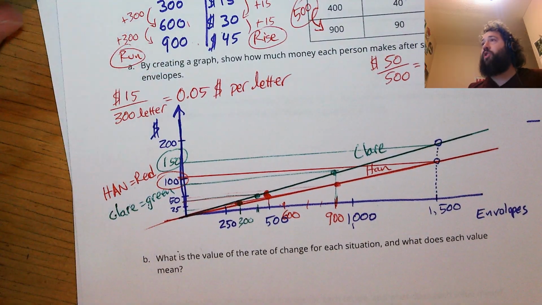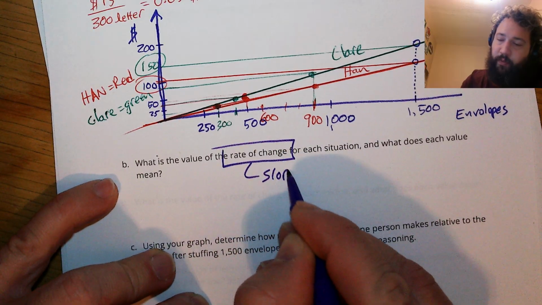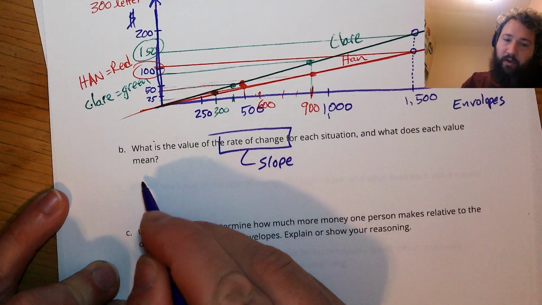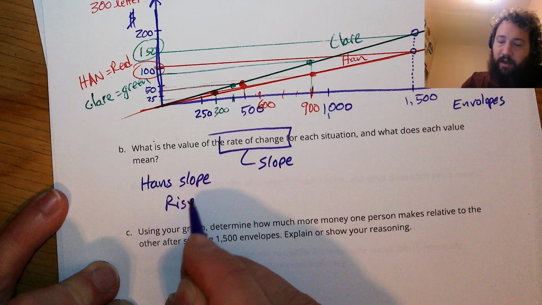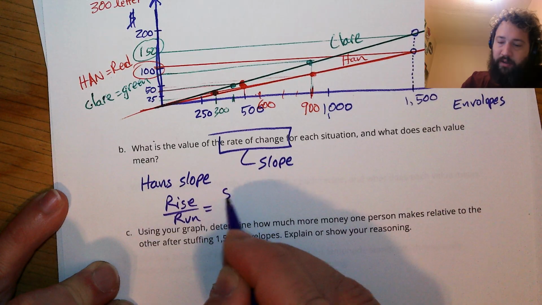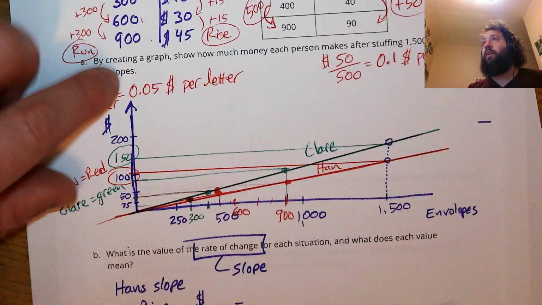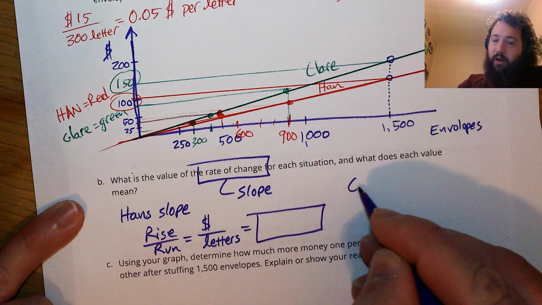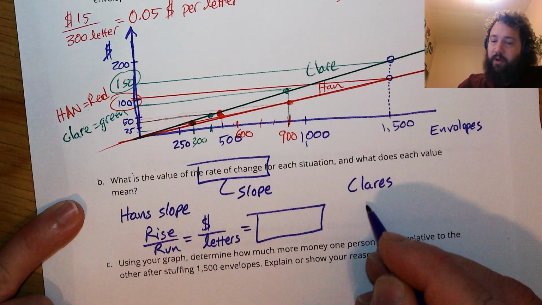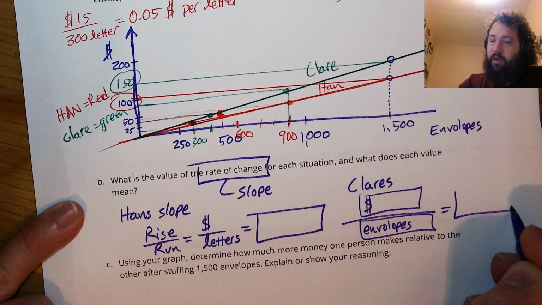What is the value of the rate of change? So we've actually already calculated that. The rate of change is the slope. So I will let you write that down. We know that Han's slope is a rise and run. The rise is money, and the run is letters. I've already calculated that up here, so I'll let you rewrite that down here. You'll have to fill that in. And then Claire's has the same setup. She has some money, and she has some envelopes. And what does that equal? I'll let you write that in.